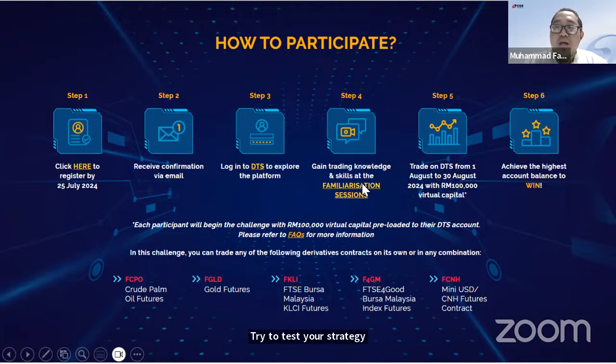So the actual trade date will start from 1st August and we will start with the 100,000 virtual capital. So the highest account balance at the end of the 30th August will win the challenge. For this year, Bursa Malaysia will only list 5 products to trade for this virtual challenge: FCPO, FGLD for gold, FKLI, F4GM, and also FCNH.